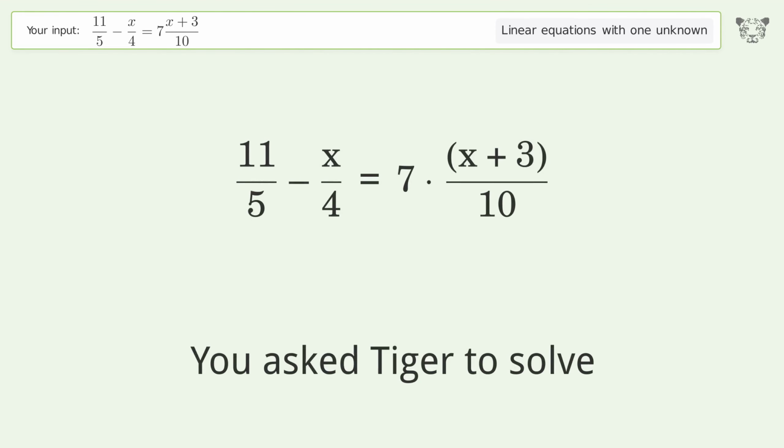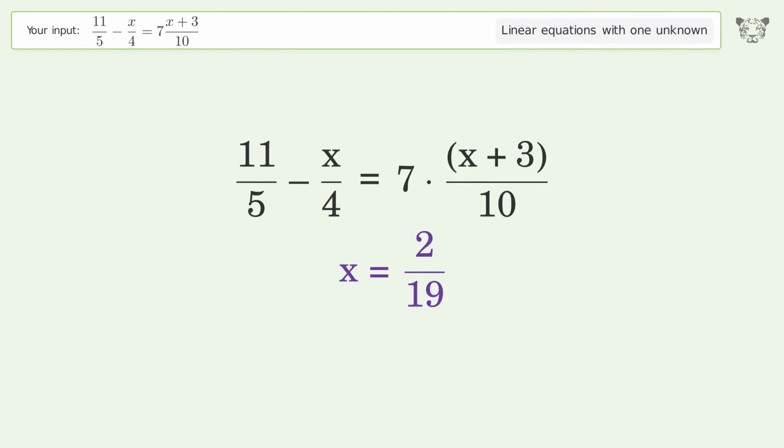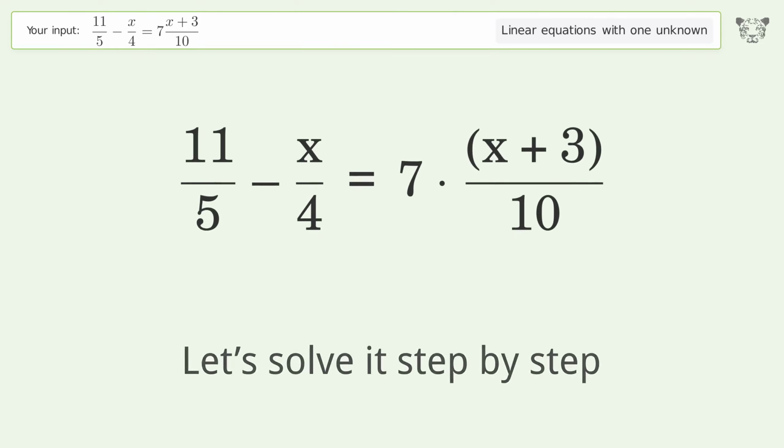You ask Tiger to solve this. This deals with linear equations with one unknown. The final result is x equals 2/19. Let's solve it step by step.